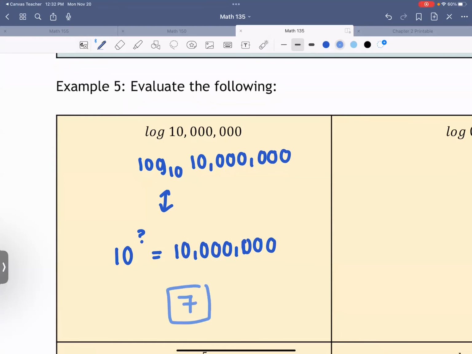I will say, I did promise that I'm not going to go up too high. With base 10, that's kind of easy, right? Because you just plug it in, you see how many zeros there are, you get 7.